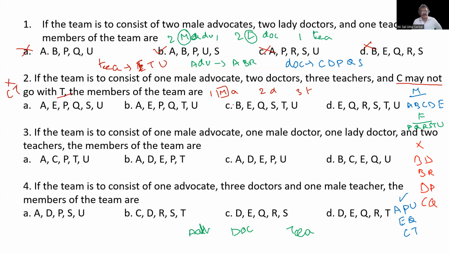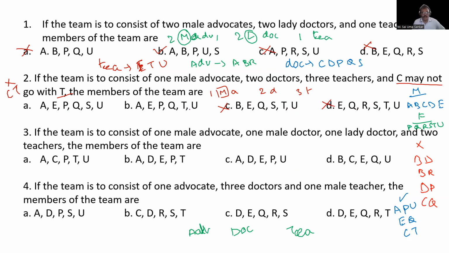What are the advocates? A, B, R. Only one advocate. Suppose A, B, R. Two of these three members is there. Just strike off this one. AB is there. No. And APU, here U is there. Just strike off this one. Only two are left. Why? Because APU must be required, right? Here U is there. Leave it.